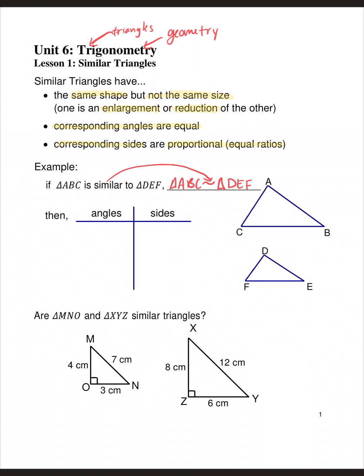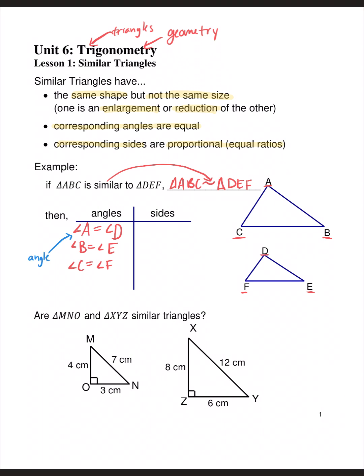When we're talking about our angles, for example, notice that the angles in my triangle are the capital letters A, B, C, and then in this smaller triangle, our angles are D, E, F. So if they're similar, that means angle A is equal to angle D. We could say that angle B is equal to angle E, and angle C is equal to angle F. And just in case we're not used to seeing it, this little symbol here means angle.